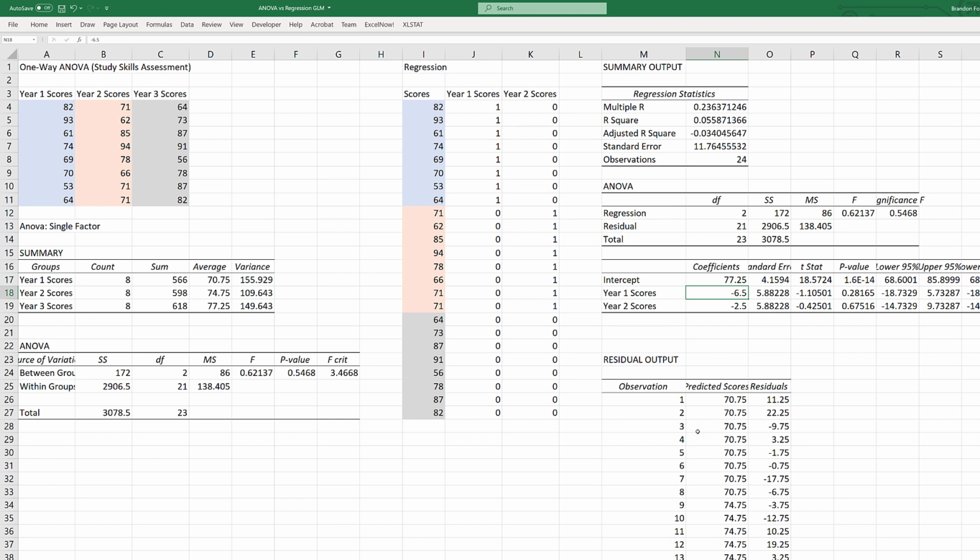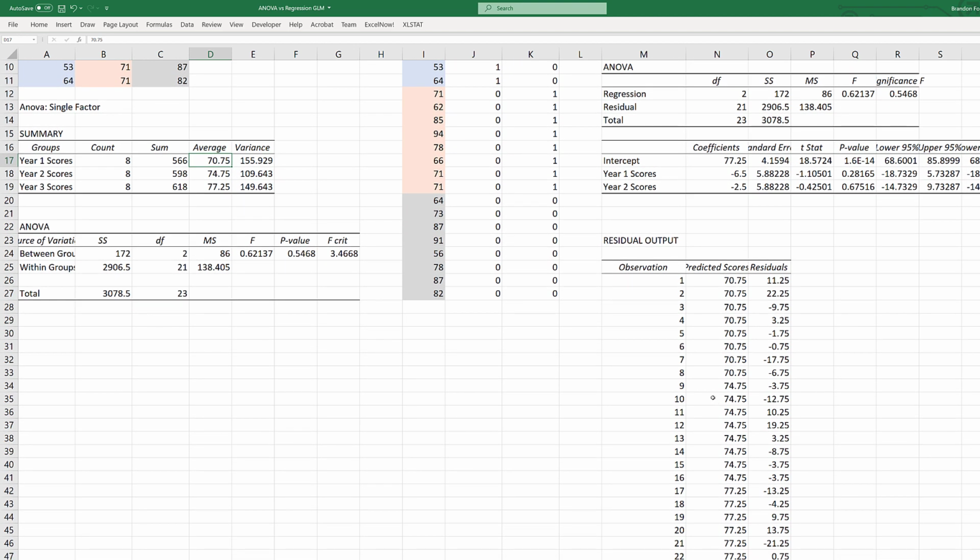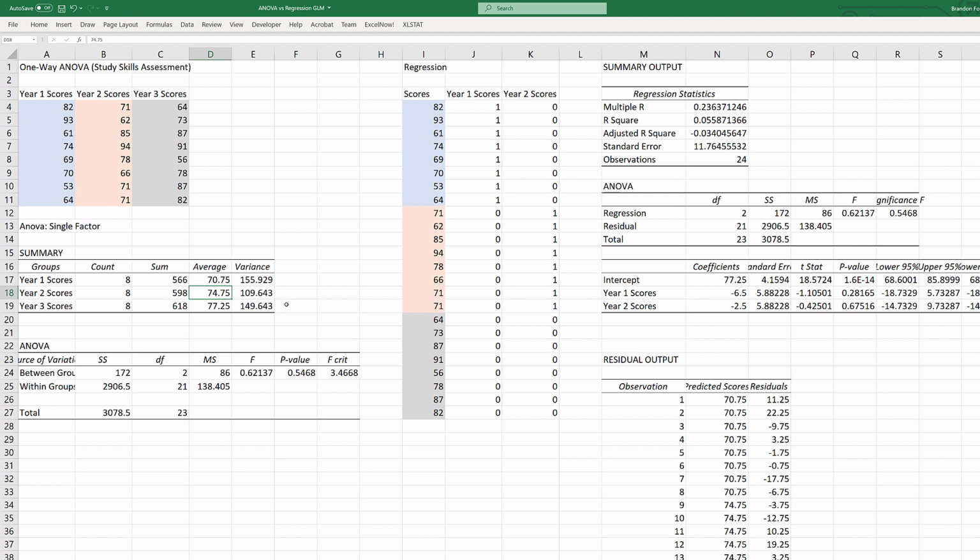Now you can also see that in the residual output down here. So any student that's in the first 8, which are year 1 scores, would have predicted scores of 70.75. Well, that's what we calculated up here using our coefficients just in our head, and that's the mean for the year 1 scores over here on the left. And of course, for year 2, the predicted value would be 74.75, which is the same thing as the mean score for year 2 in the ANOVA table. So that's the relationship between the summary table, the ANOVA table, how the coefficients work with our indicator variables in regression, and how this is all tied together under GLM.